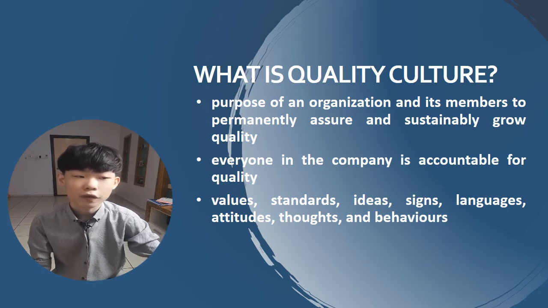The authors emphasize that when organizations began to create their quality cultures, they began to adopt the attitude of doing things well the first time. This type of behavior extends quality responsibility beyond the quality group to the whole organization. The values, standards, ideas, science, language, attitudes, thoughts, and behavior of an organization are all part of its culture. Quality culture is best described as the cause of system quality.